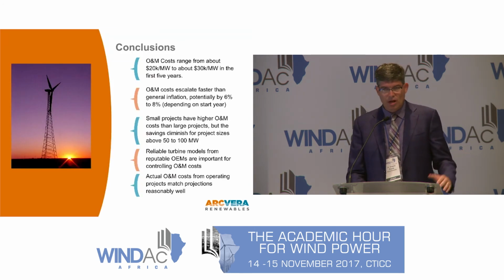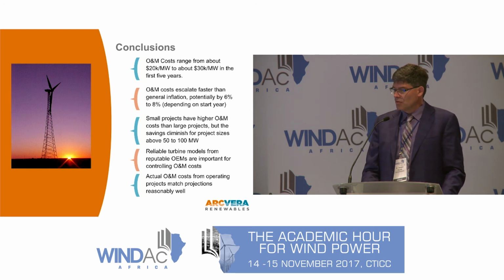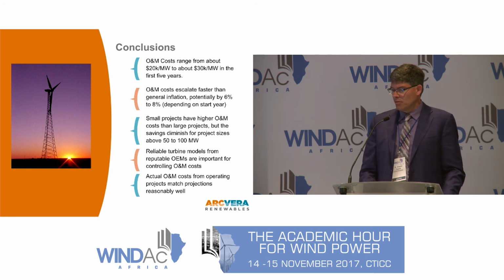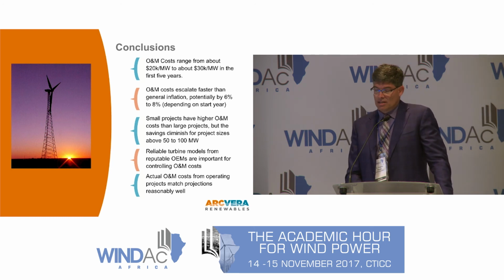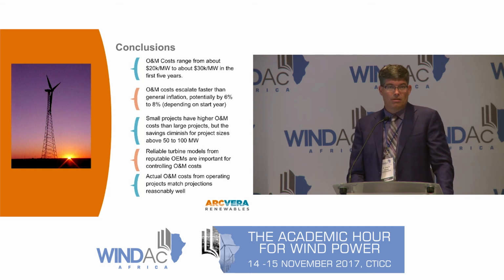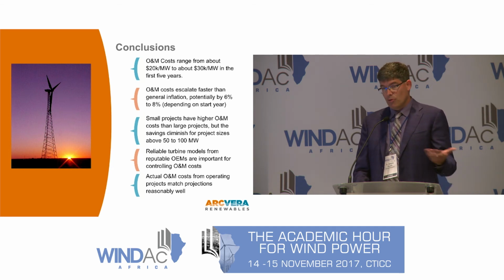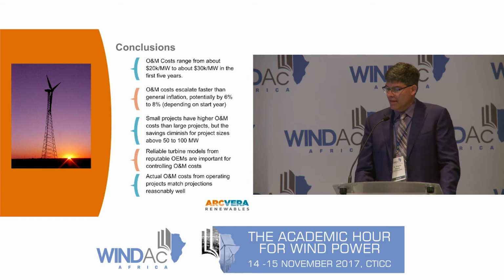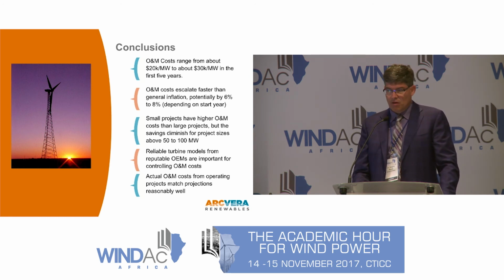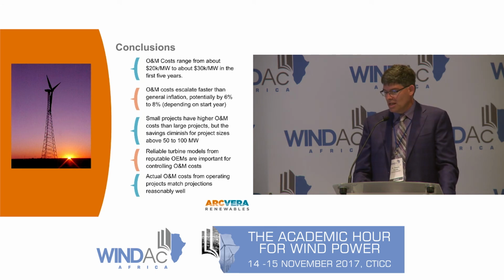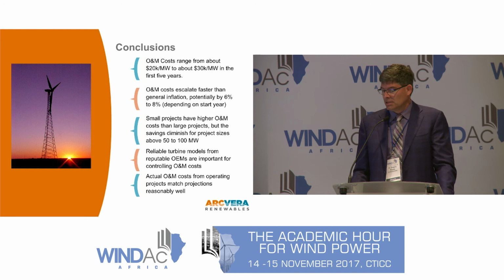So the conclusions are probably self-explanatory since I just walked through them all, but we can talk about the costs in the first bracket there. They tend to range from 20 to 30K per megawatt in the first 5 years. Escalation of O&M costs is in that 6 to 8% range, depending on start year, depending on turbine model nameplate. The smaller projects have higher operating costs than larger projects, and the savings diminish above around 50 to 100 megawatts. Reliable turbine models are important, and actual OEM costs from operating projects match projections reasonably well early in project lifetime.